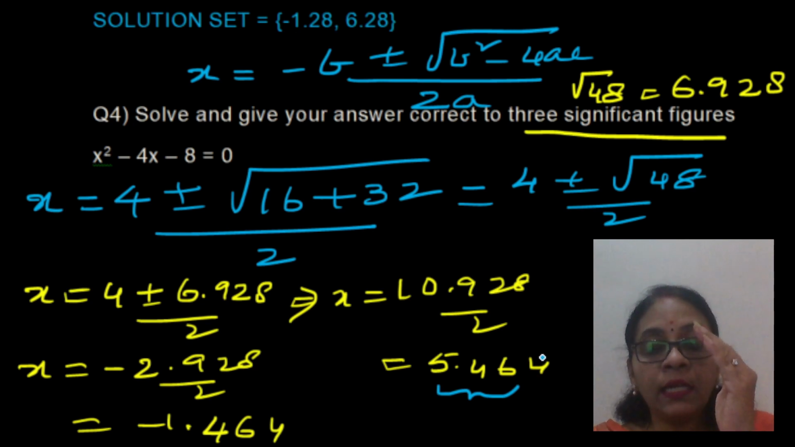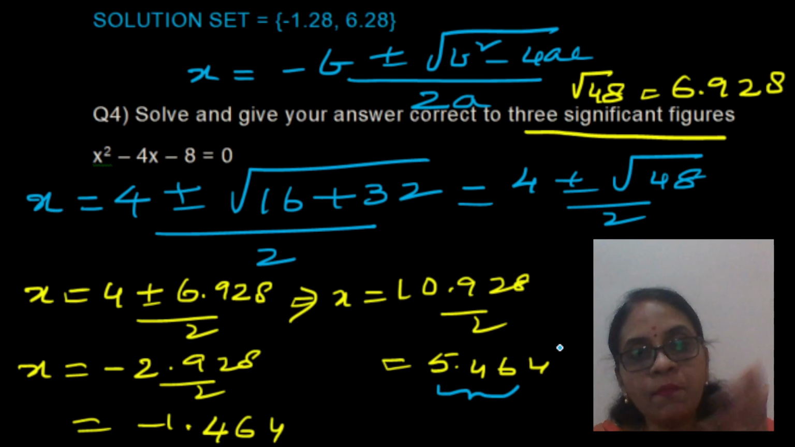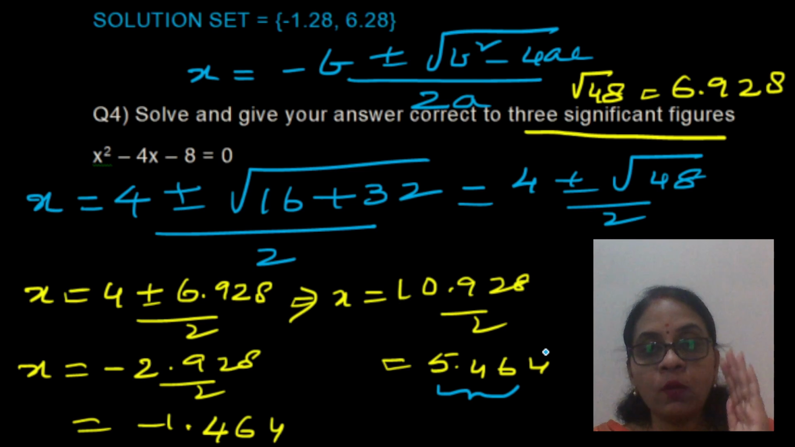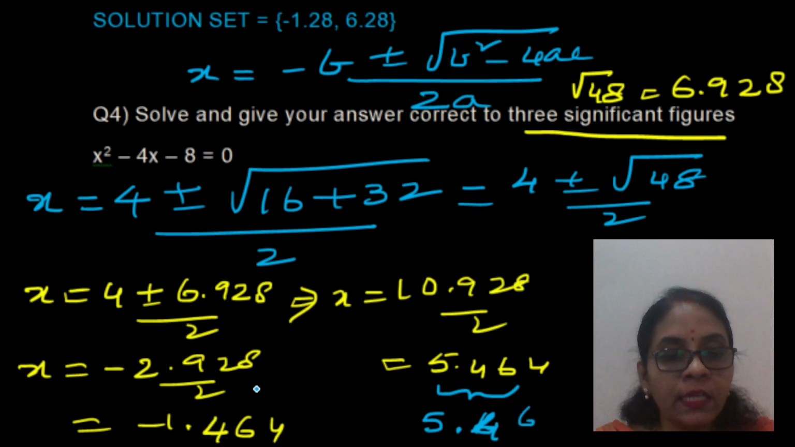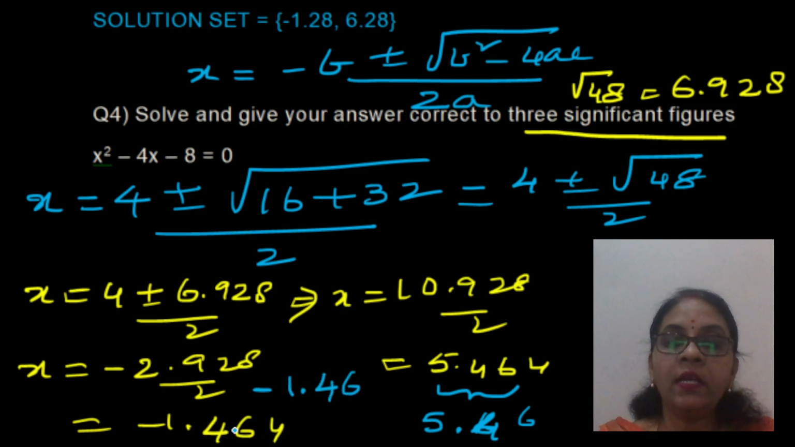Is 4 greater than or less than 5 or equal to 5, is what you have to decide. The same rule of approximation: if it is greater than or equal to 5, the last significant digit, that is there in the order of 1, 2, 3, will increase by 1. Otherwise, it will remain the same. So since it is less than 5 here, your answer is 5.46. And here what will be the answer? It will be minus 1.46.